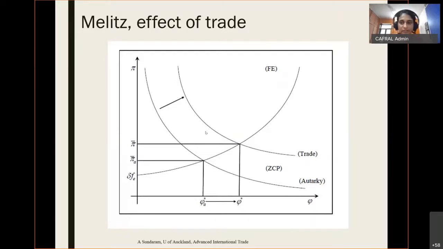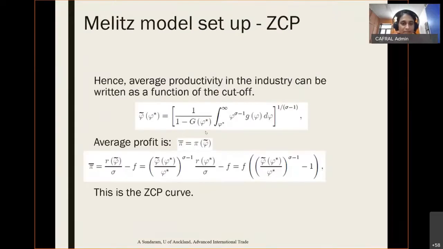So this one here comes from the ZCP. This has got nothing to do with entry. It is simply picking up the relationship between what the average profit levels would look like in the industry as the cutoff productivity level goes higher and higher. So it's really coming from the distribution of productivity. If you have a very high cutoff productivity level, what is the average profit in the industry going to look like? And that comes from how these firms' productivity draws operate.